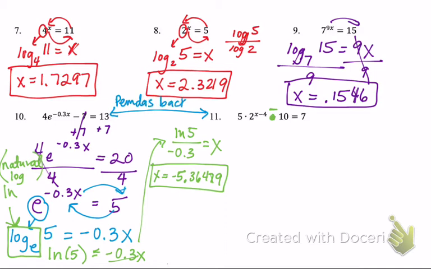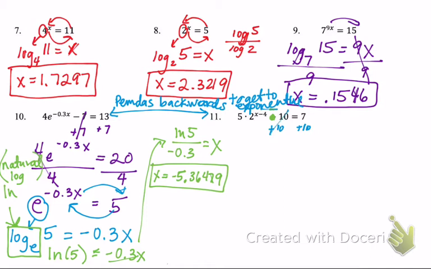So PEMDAS backwards. You want to get it into exponential form. So PEMDAS backwards to get to exponential form. So if I have the minus 10, then I'm going to add or subtract first. So I'm going to add the 10 on each side.